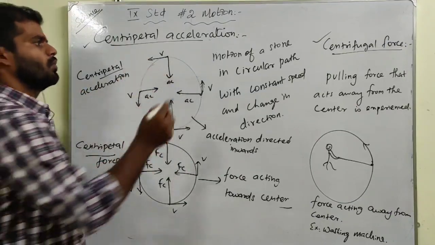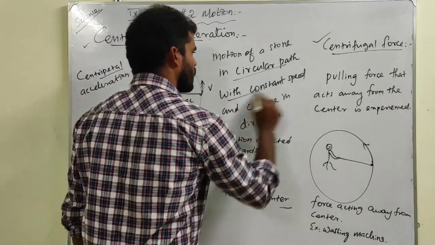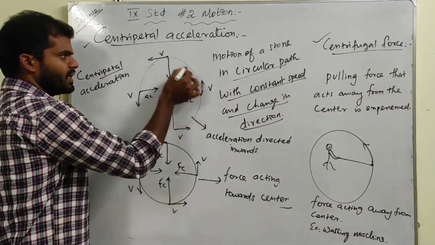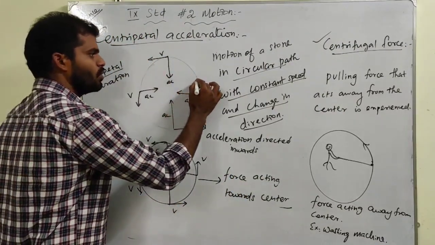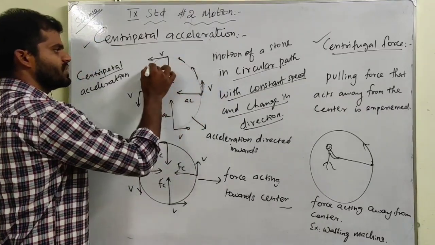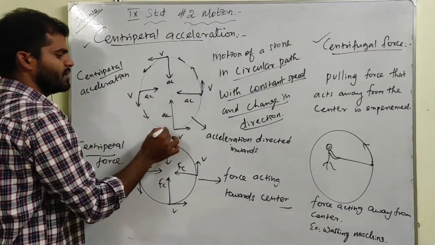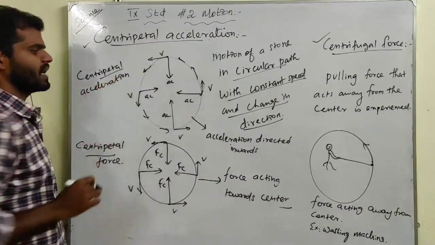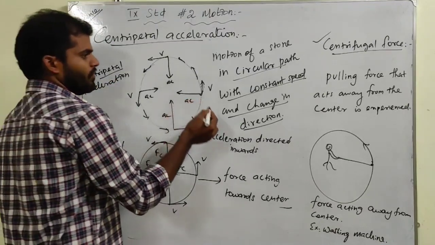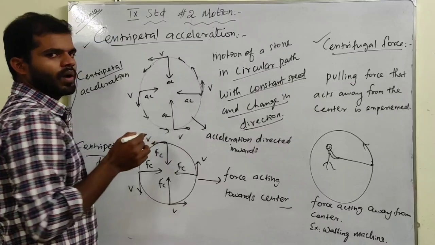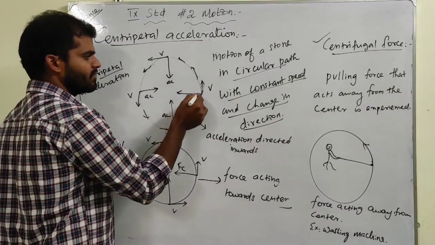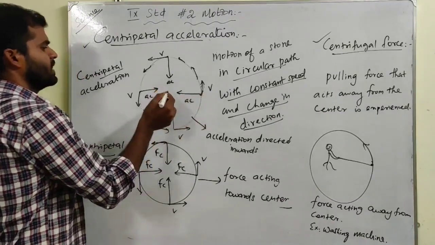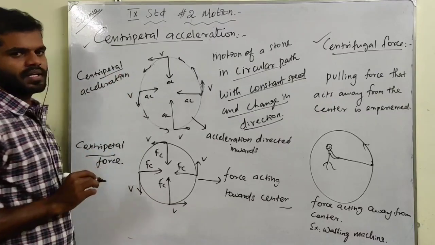It's because of the motion of a stone in a circular path with constant speed and changing direction. That stone will be at constant speed, but the direction alone will be changing, right? So direction will be changing, but speed will not change. Speed will be constant. That is called centripetal acceleration. Why is it called centripetal acceleration actually? When the object is in circular motion, the acceleration created on the object will act towards the center. So the acceleration will act towards the center. That's why it's called centripetal acceleration.